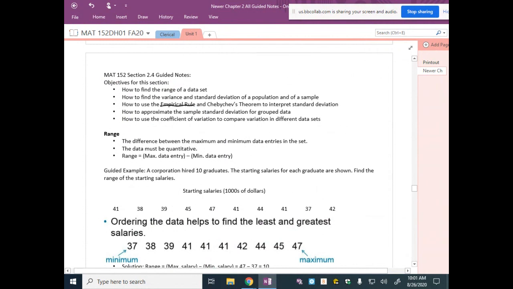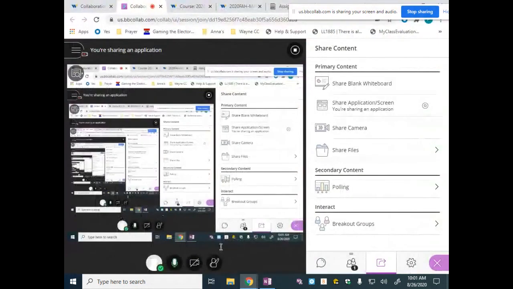The range is going to be the difference between the max and the min, and the data has to be quantitative.